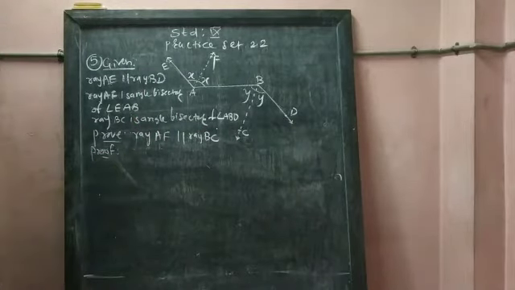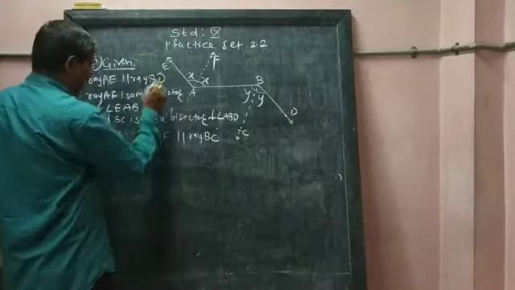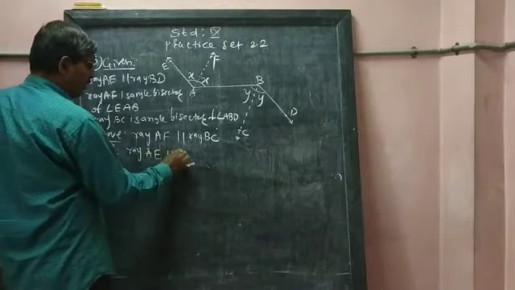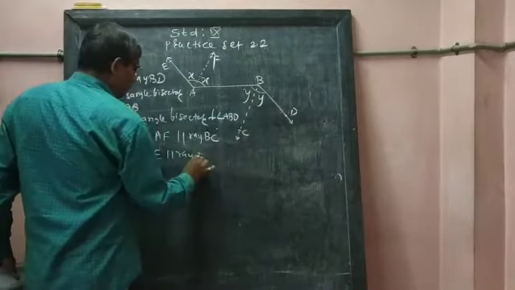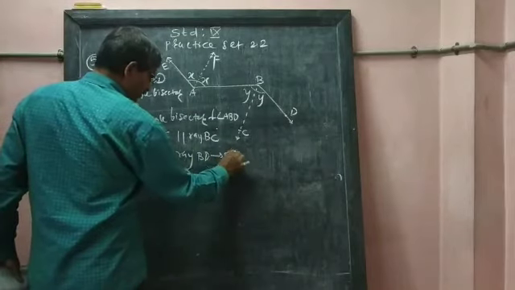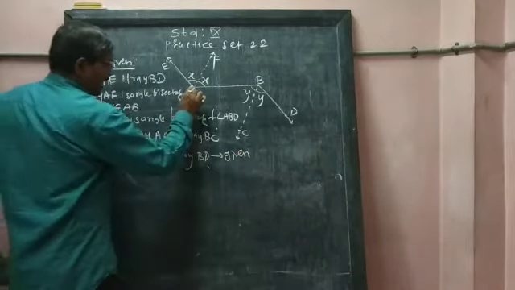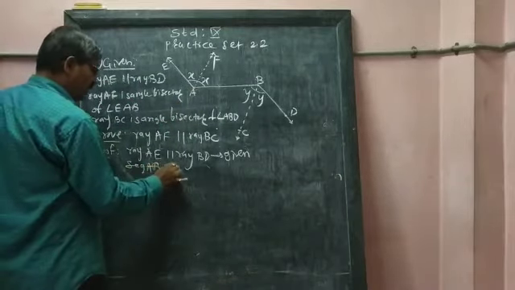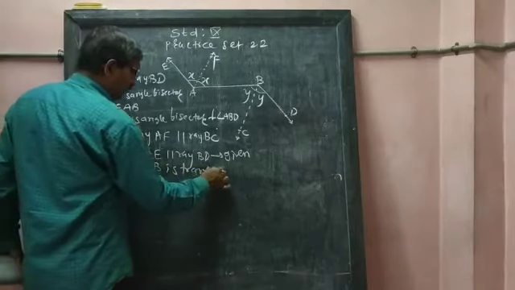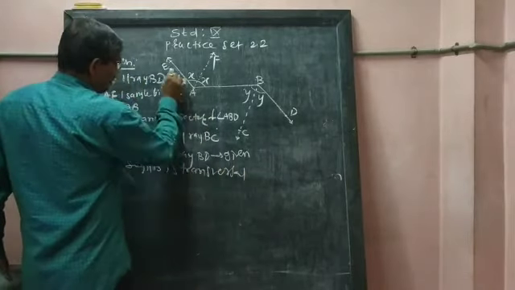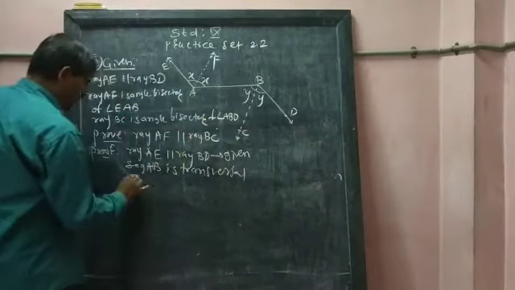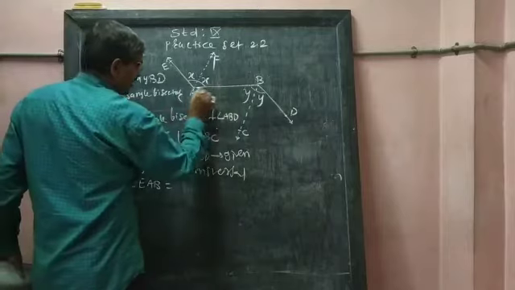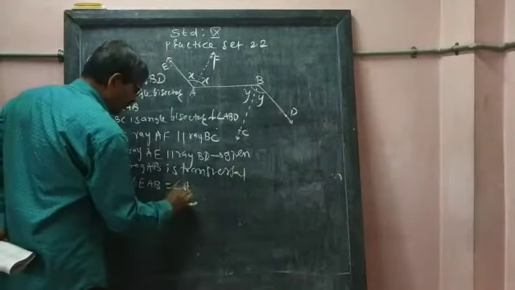So directly I am going to tell you what will happen: ray AE is parallel to ray BD, this is given, and seg AB is transversal. Now therefore angle EAB is equal to angle ABD.